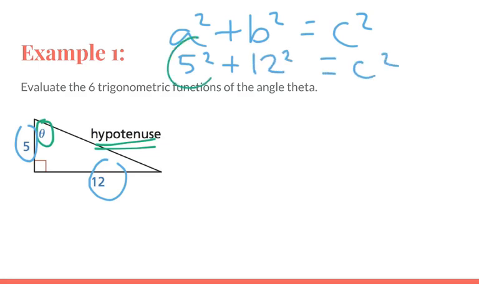Now, the order that I wrote these in doesn't matter. You could have flip-flopped them, and it doesn't matter. A and B just have to be the legs. It doesn't matter what order they go in. So let's keep solving this out.